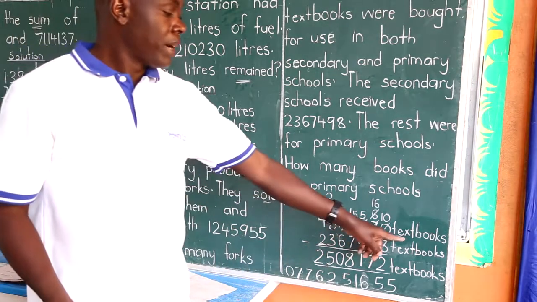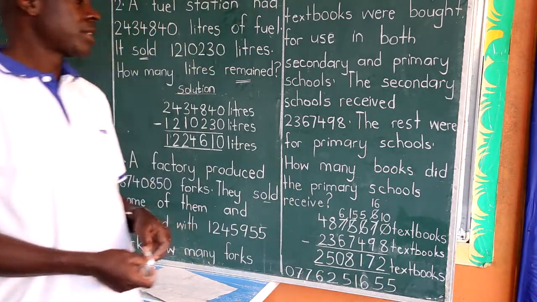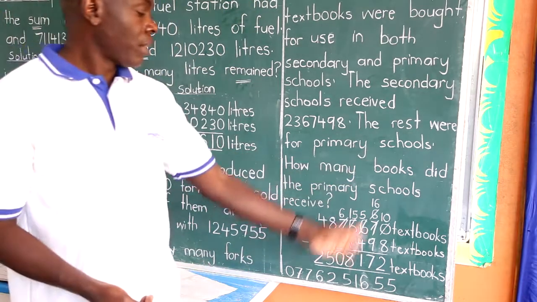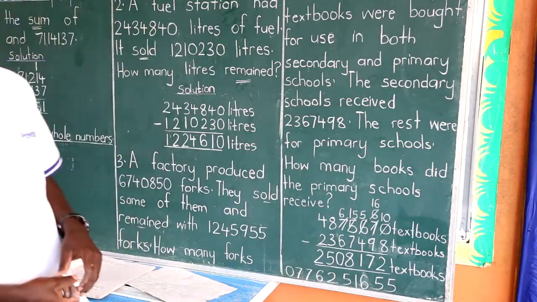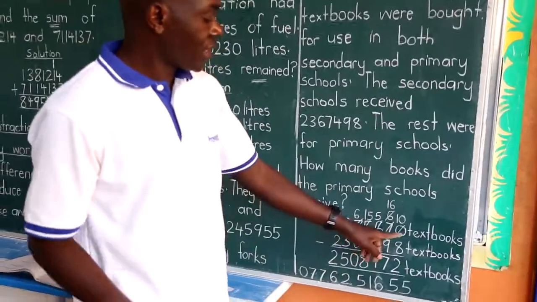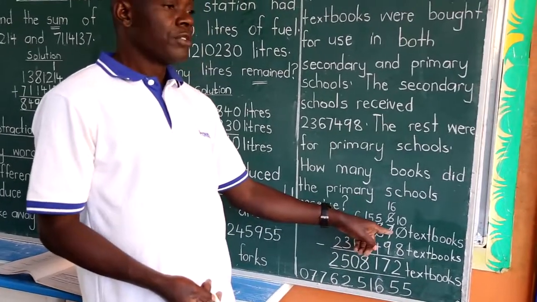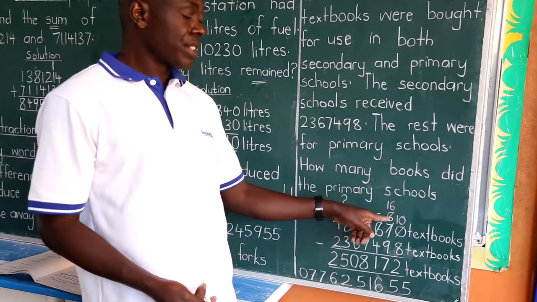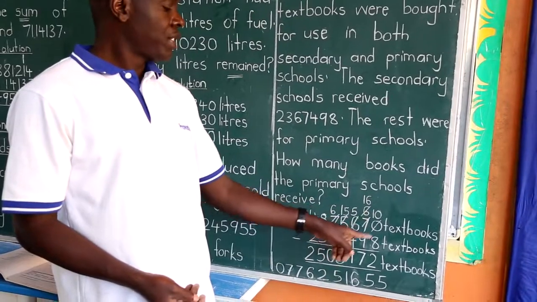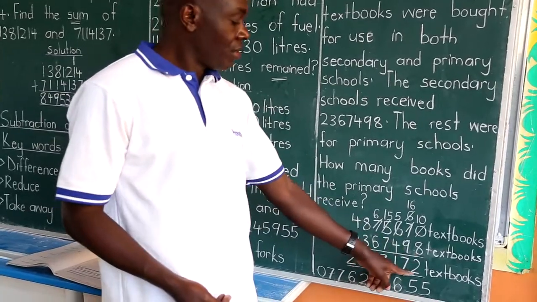Now remember to put the units, textbooks, so I'll get the answer in textbooks. Align those digits in their place values and start your subtraction. That's 0 minus 8, only possible after borrowing from 7. From 7 borrow 1, remain with 6. And which one is equal to 10? 10 plus 0 gets a 10. Now you get 10 minus 8, you get a 2.